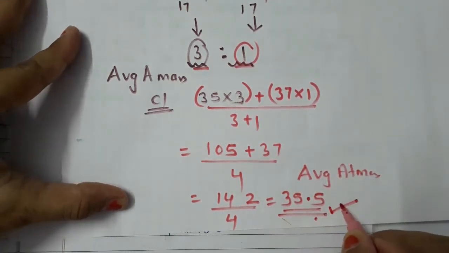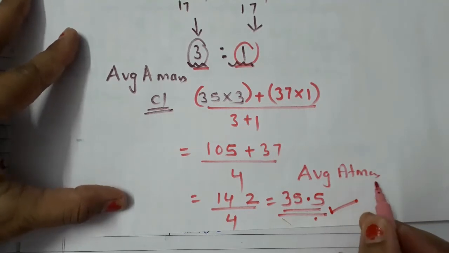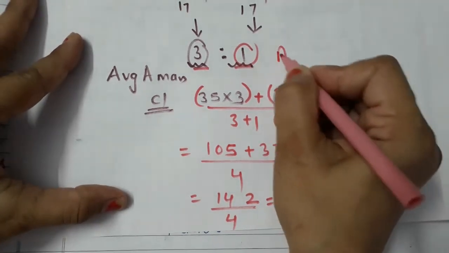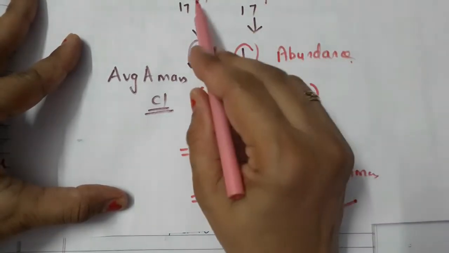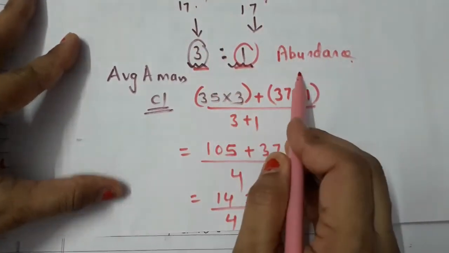So how do we calculate average atomic mass? We take into consideration the abundance. Abundance means how much that particular element is present in nature.